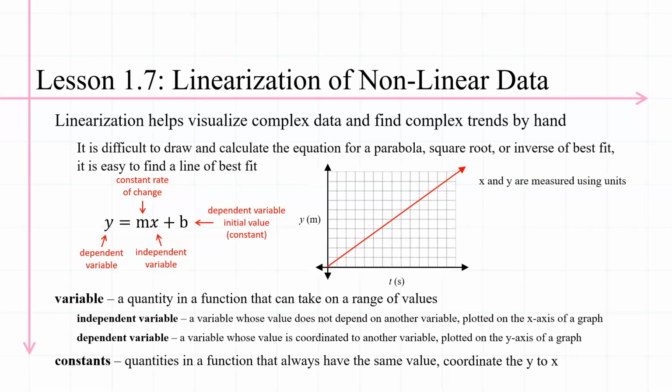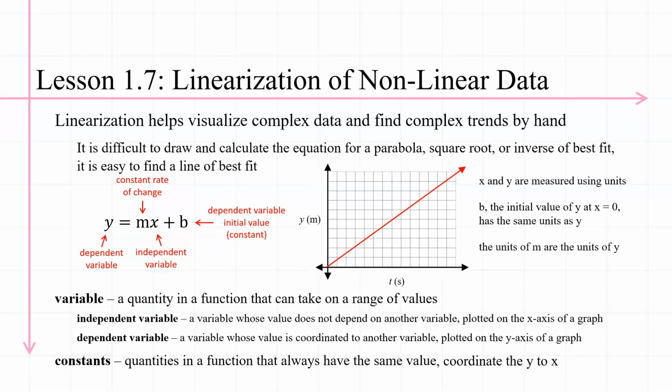Some other things to note, x and y are always measured using some kind of units. In math class, you don't worry about this because you're just visualizing the relationships between variables. But in physics, it matters what the units are. So we're always going to list the units. Interestingly, b, the initial value of y, has to be measured in the same units as y. It wouldn't make sense if it was different units because it's an initial value for our y. So it has to be the same.